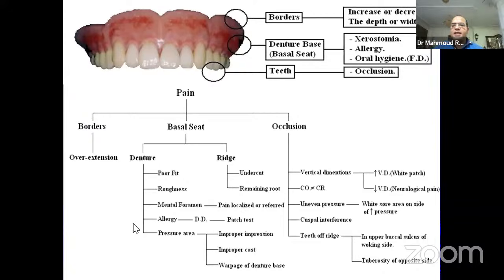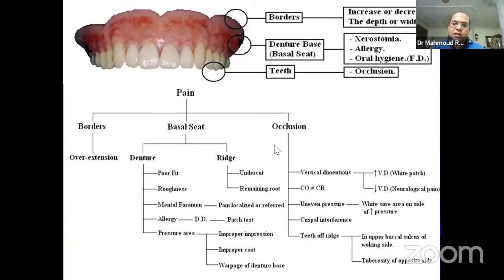Differential diagnosis: here we see a red patch that resembles the shape of the denture. Exactly the shape of the denture is very red and swollen mucosa under the denture base. We can also diagnose it with a patch test. We may have a pressure area, localized or generalized, due to improper impression, improper cast, or due to porosity of the denture base if it is not cured well, or if it is not finished or polished well in the lab.